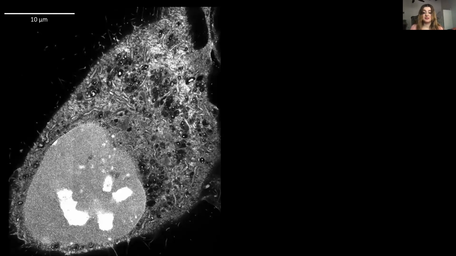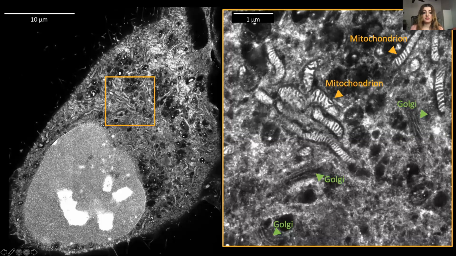In this cell that is expanded 16-fold, if we zoom in into this region of its cytosol, we can distinguish at a first glance mitochondria, this mitochondria cristae here, and the stacking of the Golgi apparatus here. And it's important to note that this image was captured with a standard confocal microscope at a microscope facility at Yale. And its spatial resolution is around 15 to 20 nanometers, which is approximately the diffraction limit of light divided by the expansion factor.